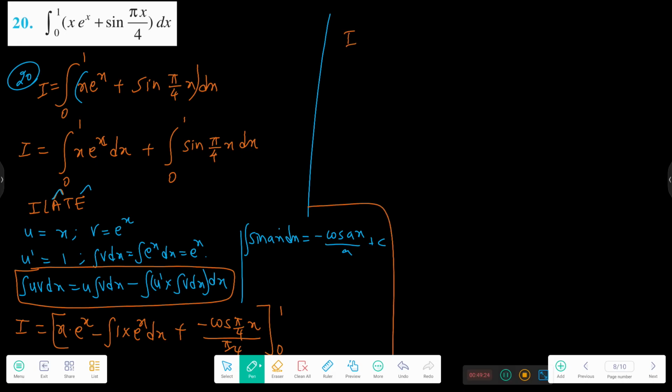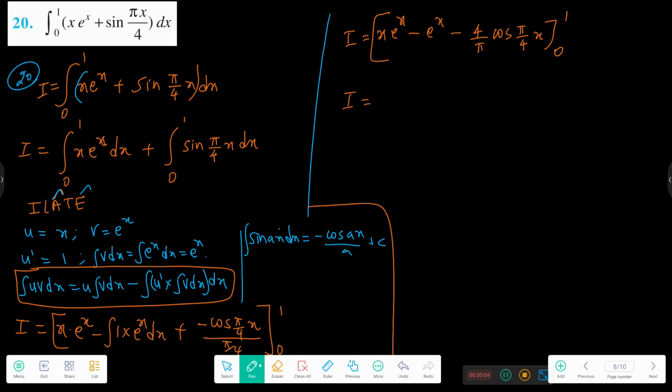So now what am I getting? I is equal to x into e power x minus integral 1 into e power x. For that, again, if you take the integral of e power x only, you will be getting plus pi by 4 when you take the numerator 4 by 5. But minus only we have here. Minus is there. So minus 4 by 5, minus 4 by pi, cos pi by 4 into x. Overall we have the limit 0 to 1. So apply the limit. That's it. You will be getting the required.